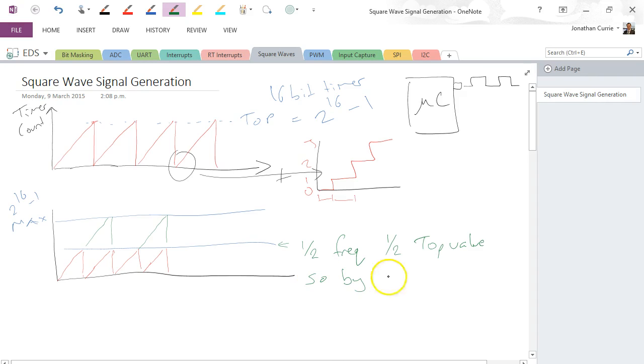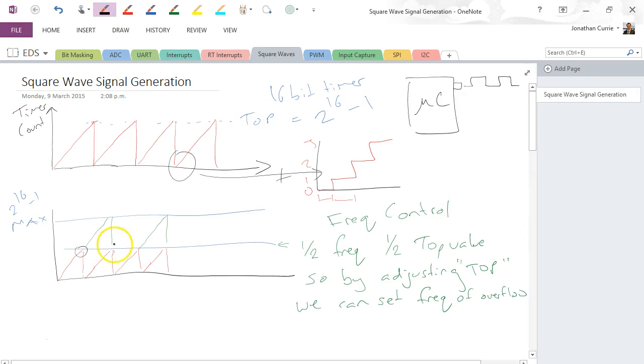So by adjusting "top", which I'm putting in quotes here because it's not 2 to the 16 minus 1, but the value the counter counts up to, we can set the frequency of the overflow. Alright, so there's our frequency control. How do we get a square wave from this? Well, at each compare match event, this is what they're technically called, not quite an overflow, where that timer count value equals our top value, we can tell a micro to do something.